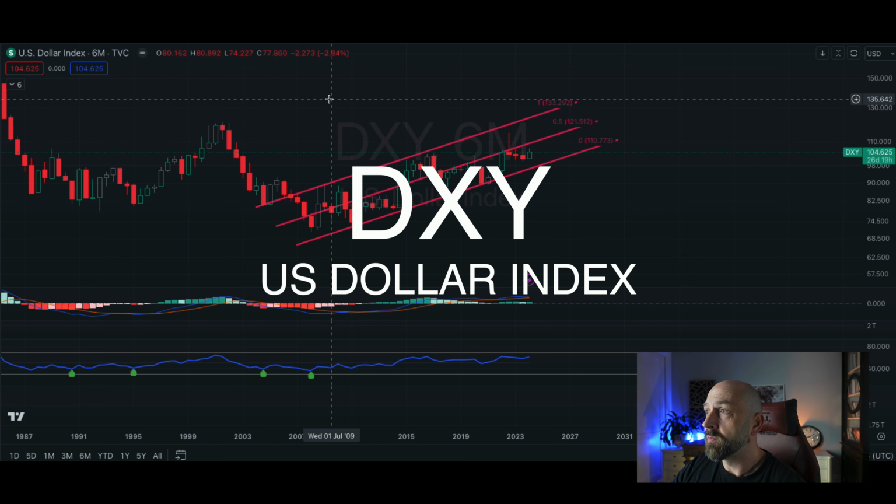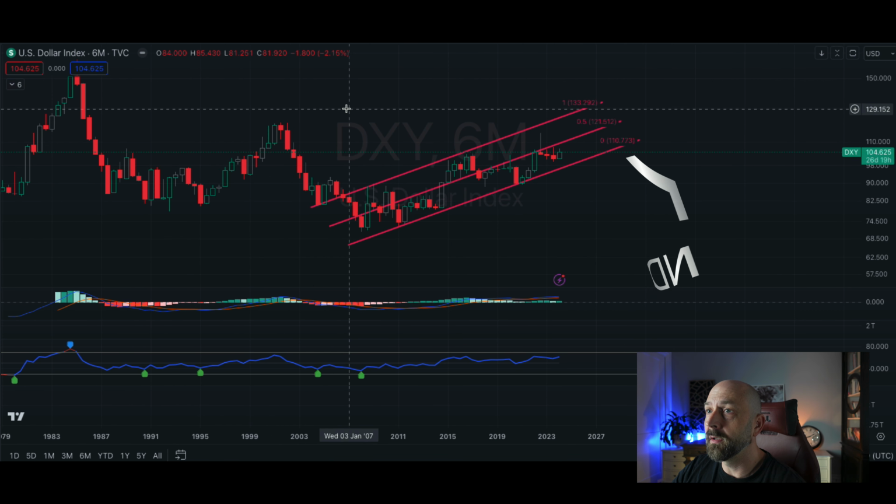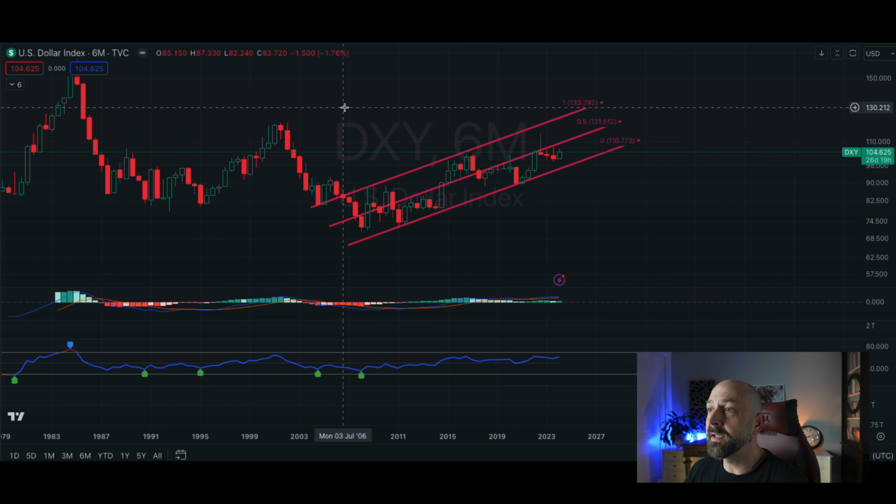Let's take a look at the DXY. With the DXY, like some of these legacy products, like the US dollar, you really got to go out onto higher time frames. So this is a 6 month chart.